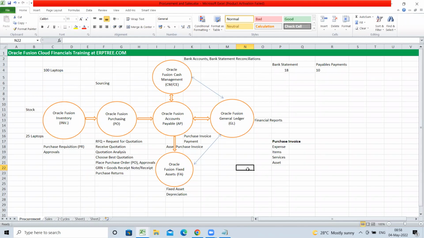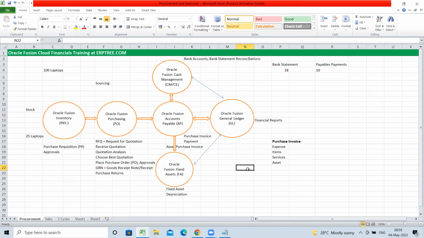So this process, say today I want to purchase something. I have to raise the requisition, get the approval, get quotations, analyze the quotations, choose the best quotation, place the order, and receive the material. If anything is wrong with that stock, you can return it and pass that information to the payables department. They'll create the purchase invoice and make the payment. If there is any asset invoice information, you can pass it to the asset department, and payment information you can pass to the cash department. All the data you can send to the common department.